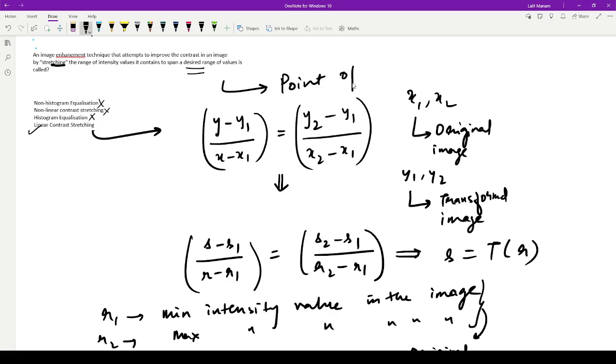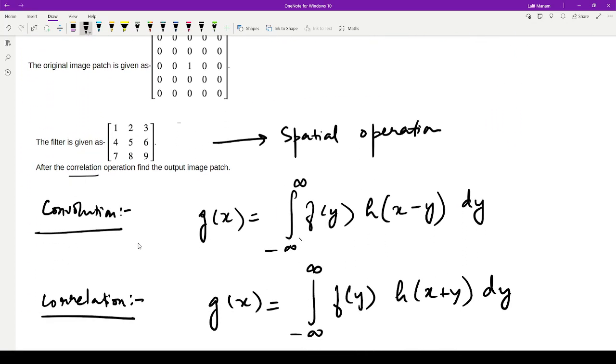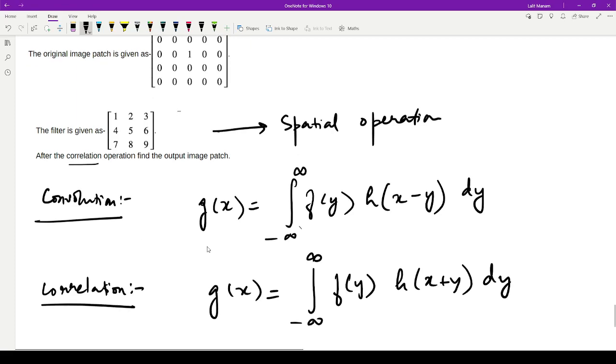Okay. Any doubts with this? So it just takes the intensity input of that particular pixel and then gives the output, right? There is nothing in between. So it's a point operation. Okay, so coming back to this question, it's a spatial operation, which is fine.